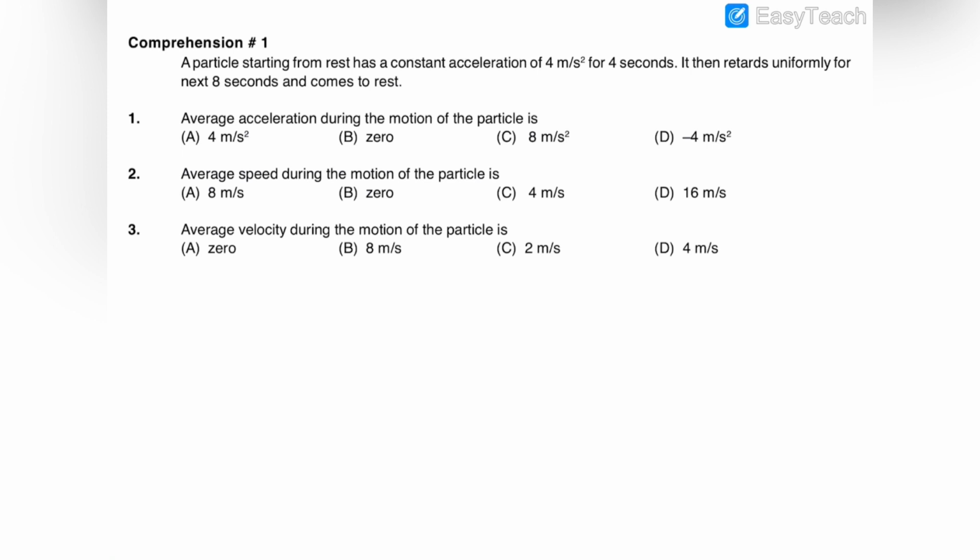So we know that the formula of average acceleration is v final minus v initial upon time taken. Obviously, this object is starting from rest and finally it came to rest. So v final is 0 and v initial is 0 and time taken is t. So the average acceleration during this motion is 0.